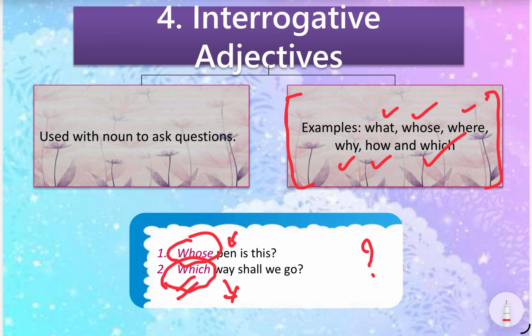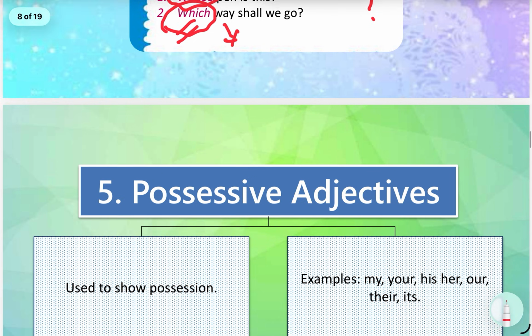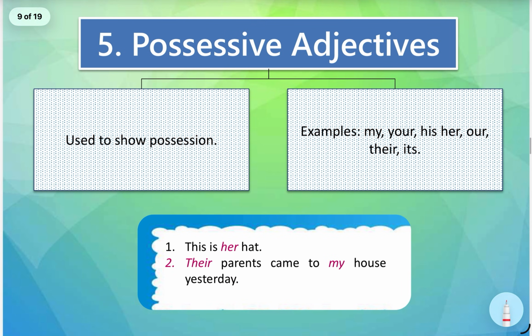That's why it is interrogative, because it is asking a question. Next is possessive adjective. What do possessive adjectives do? They are used to show possession. Examples: my, this is my pen. So this is showing a relation between the pen and me. I own this pen. This is my pen.